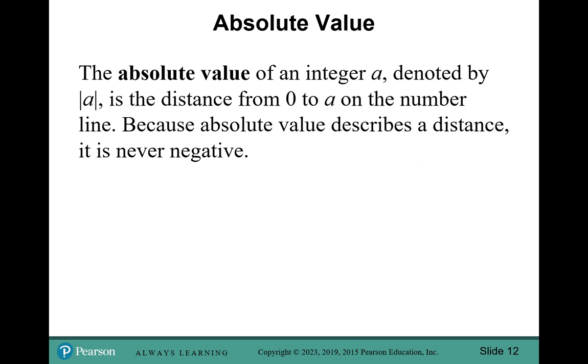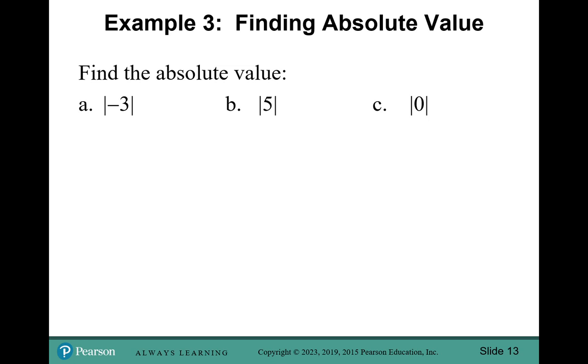Now we have something called absolute value. The absolute value of an integer A, denoted by the absolute value of A, which are those two vertical lines on either side of the A, is the distance from 0 to A on the number line. Because the absolute value describes difference and distance, it is never negative. It's always positive. Let's look at some examples.